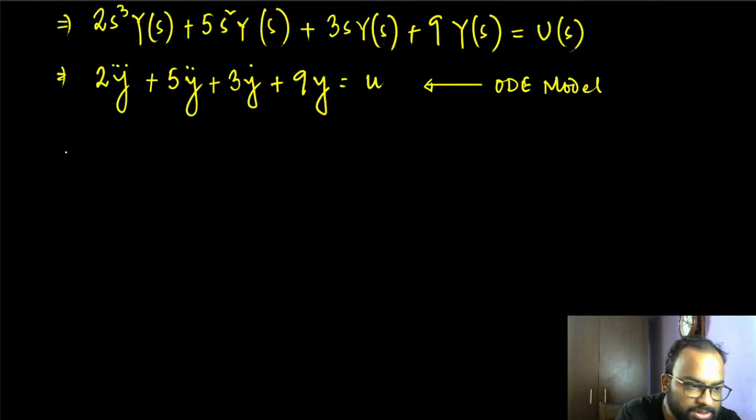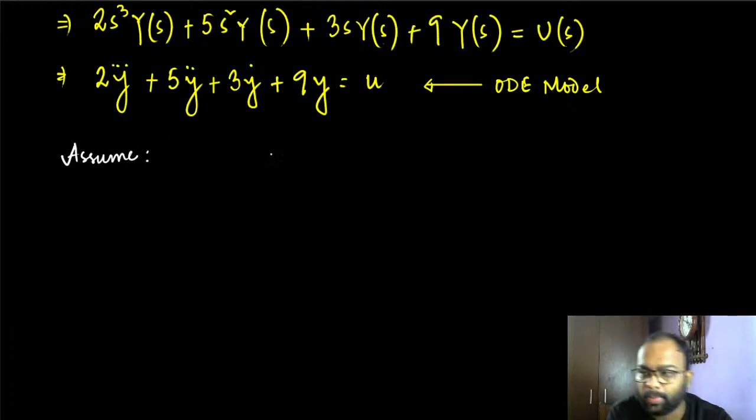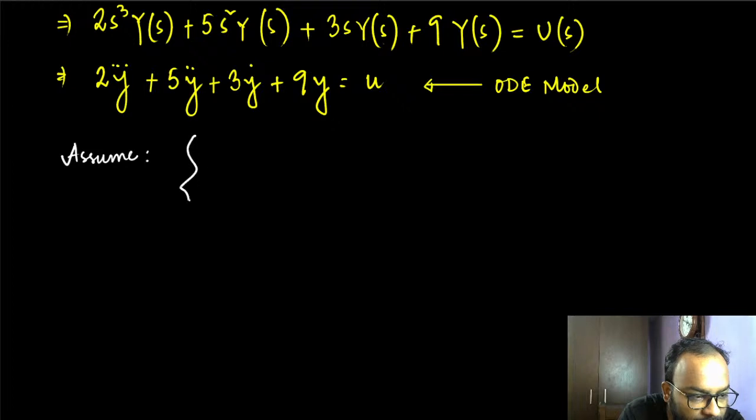because it's a third order system. We need to assume the state variables. So assume. So we already have the input in the proper form. The input is given as u. The output is also in the proper form. The output is assumed to be y. So let's assume the state variables, and that would be it.